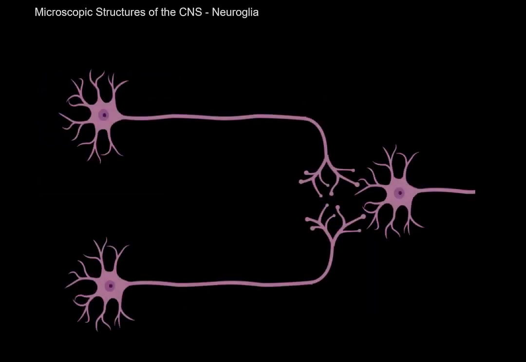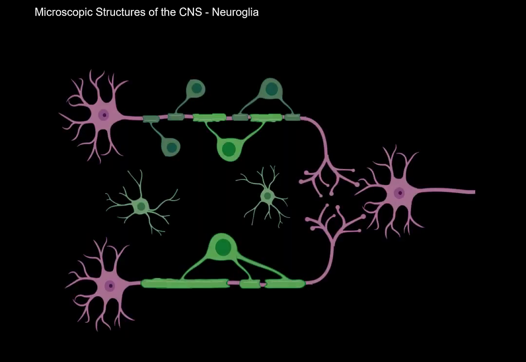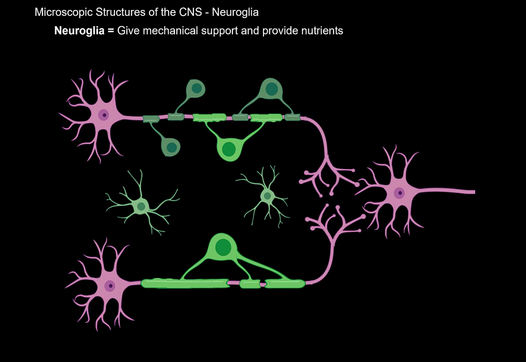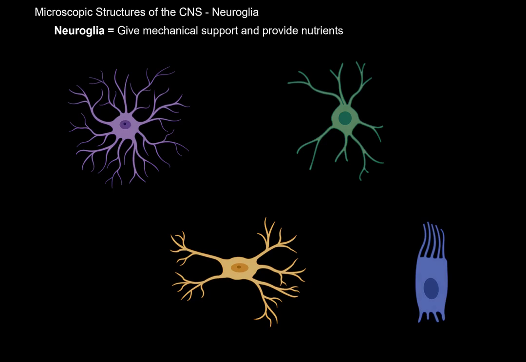Okay, so we now understand what a neuron is, but you also need to visualize the fact that they're not alone in the central nervous system. There are many different types of cells we call neuroglia that give mechanical support and give nutrition and protection to the nerve cells, as you see here. And so we got many different types of neuroglia in the central nervous system. We got astrocytes, which are the largest neuroglia.